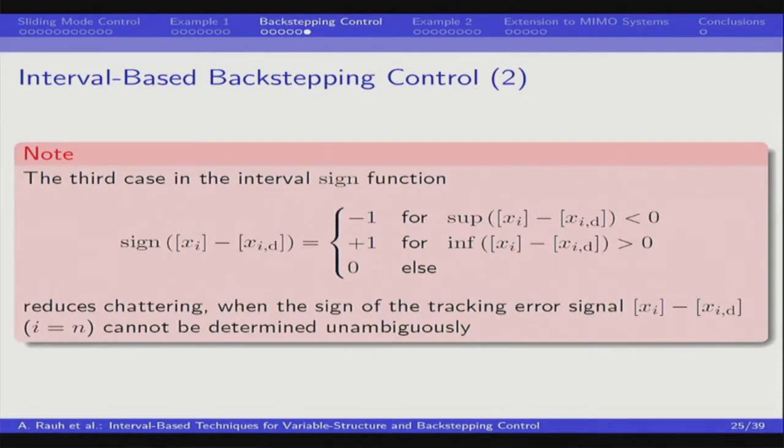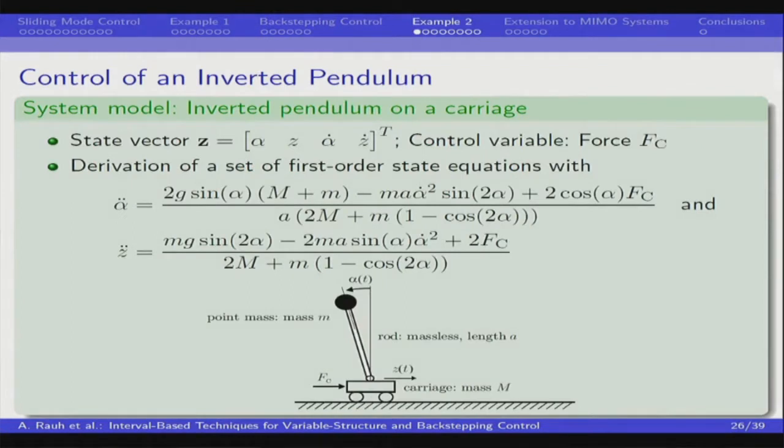First of all, again, I want to point out what is happening in the close vicinity of the control goal, where this argument of the sign function becomes equal to 0, in cases when you cannot distinguish if the error is positive or negative. We're using the third case here, the case that we're switching off the variable structure control part.